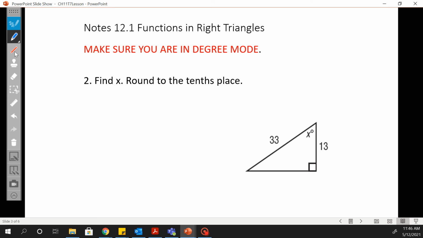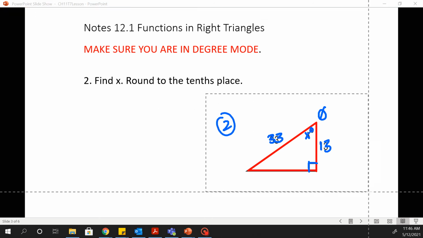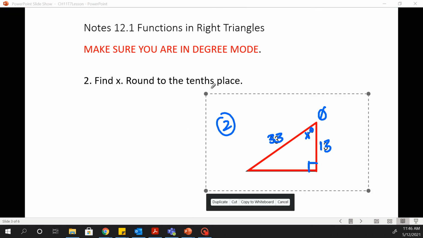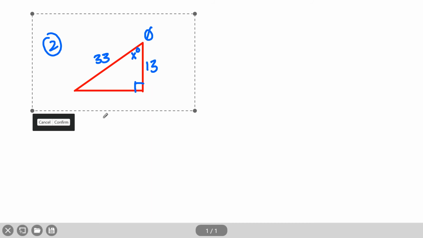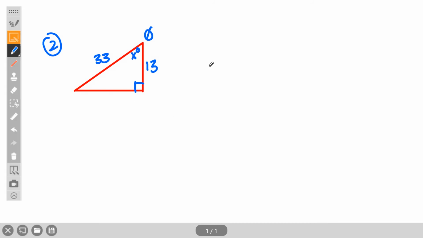Alright, so once again, looking for the missing angle here, some x degrees, we'll call this angle theta. 13, 33. It says find x. So x is the measure of the angle, it's the value. Okay, so we're referring to this angle. So this would be the opposite side of that angle, this would be the adjacent side, and this would be the hypotenuse.